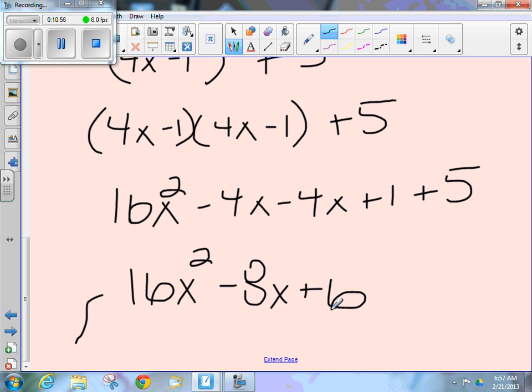Almost done. Okay. 16x squared minus 8x plus 6 should be your final answer. We don't have to plug in any values because they're asking us just to do g of f of x. Because there's an x there, we're not going to plug in any numbers. So your final answer is 16x squared minus 8x plus 6.